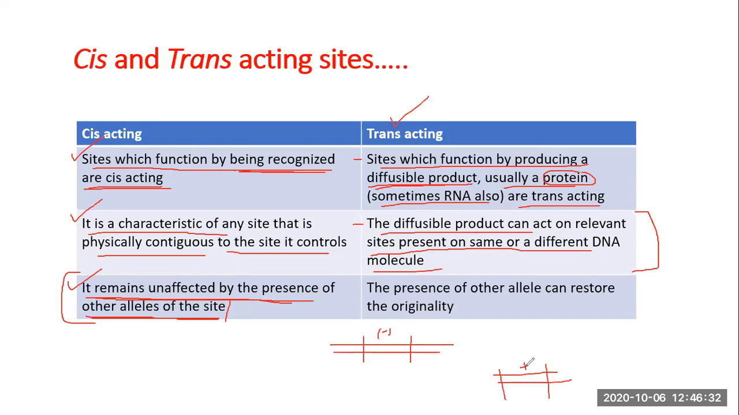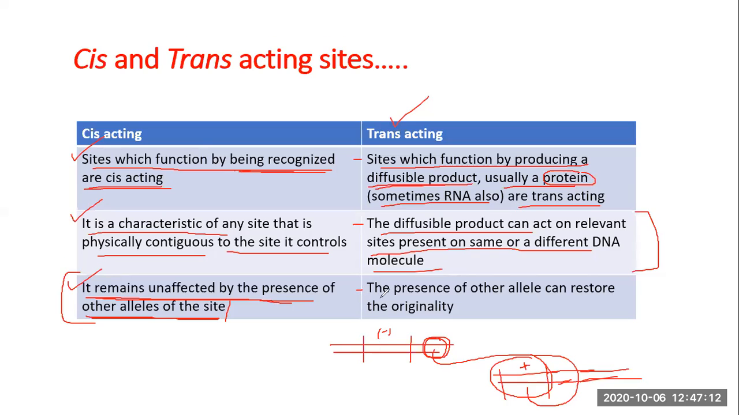Right? So since it codes for a diffusible product, this product will be a normal product. It will go and bind to the operator region present here. Okay, so the diffusible product can act on a relevant site present on the same DNA. It is not necessary that it should be present on this DNA only, because it is being produced by this Lac I. Even if the relevant site is present on some other DNA molecule, the diffusible product will go and act on it.